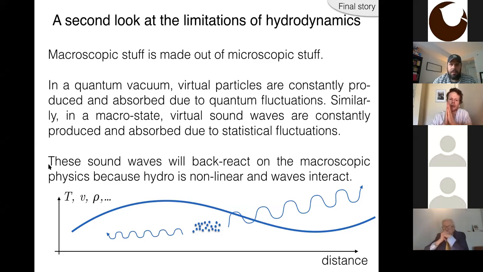And that is because hydrodynamics is a nonlinear theory, so waves interact with each other. So this is a cartoon of a micro excitation producing sound waves, and the sound waves will back react onto what I thought was my sound wave.